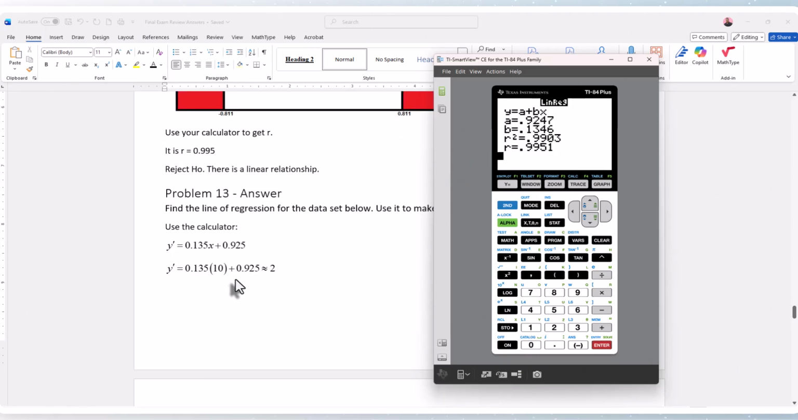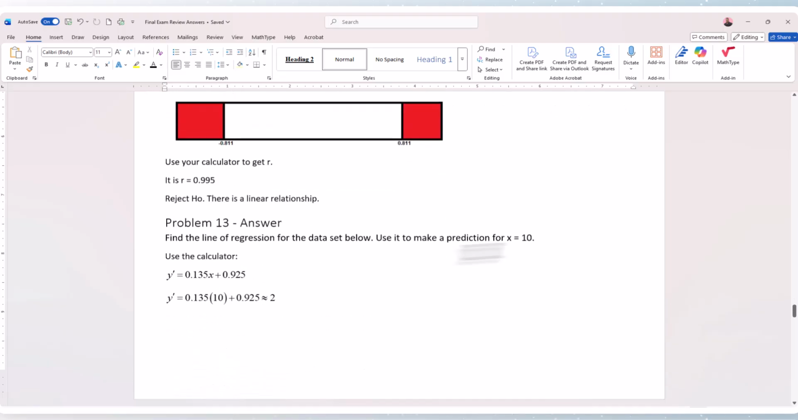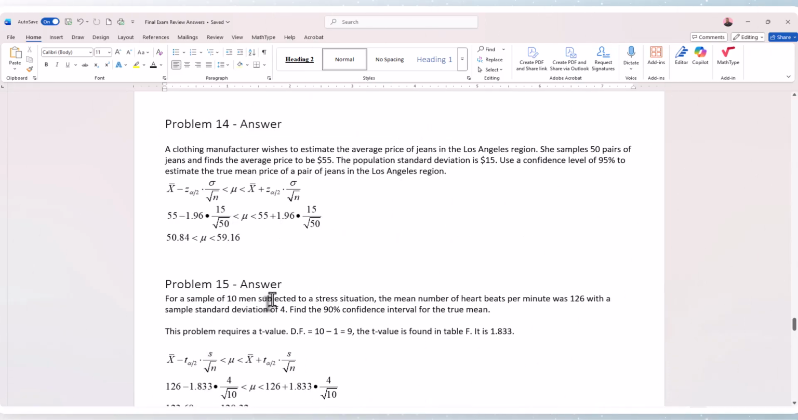Now in the next problem, we need to find the line of regression. So it's y prime is b, b rounds to 0.135, x plus a, which rounds to 0.925. We're going to plug in the value 10, right? So 10 represents hours worked per week. When we calculate it, we round to a whole number, so we could expect someone to have 2 absences that semester.